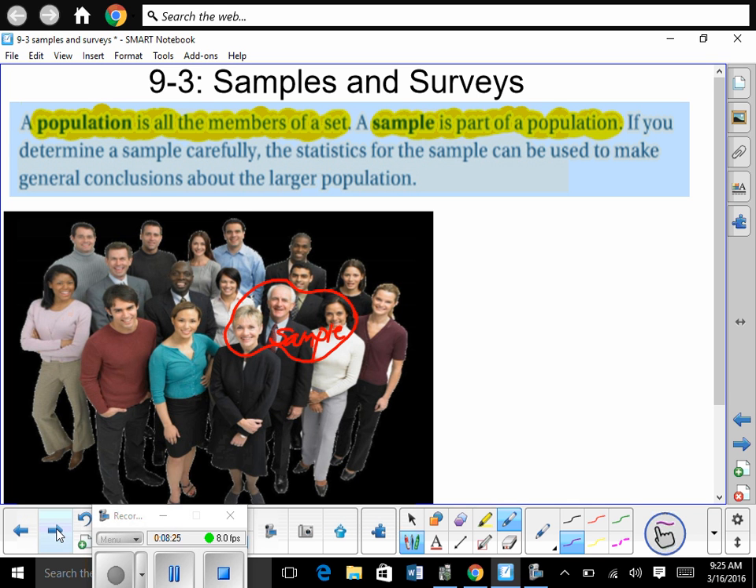So, first of all, we do need to know what some things mean. So, samples and surveys. First of all, we have to understand some notation. So, a population, that's what we're going to talk about first.